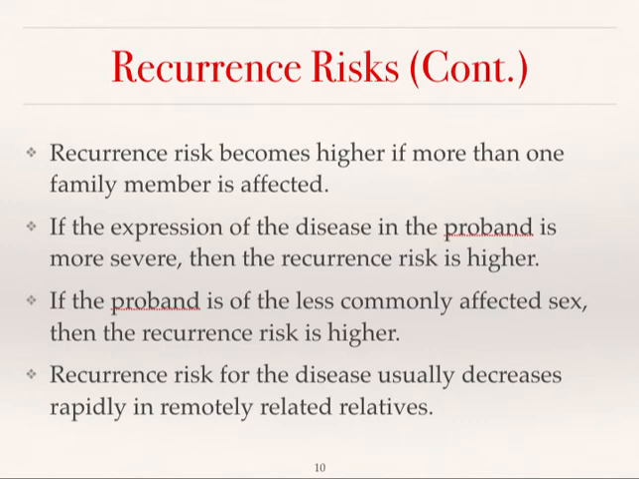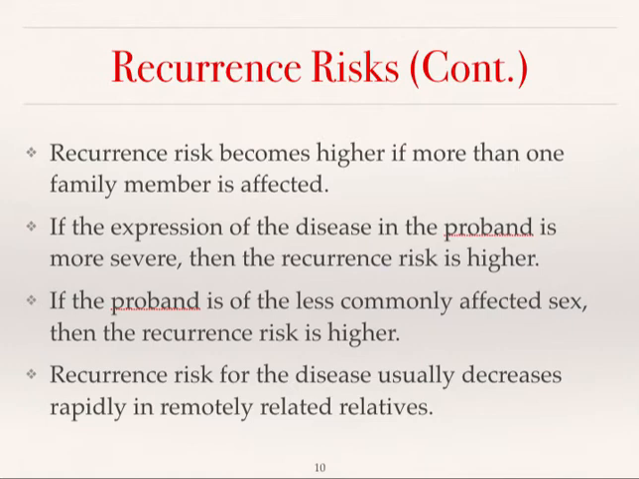But when we look at multifactorial diseases, we do look at recurrence risk. A good basic example is heart disease: the risk becomes higher if more than one family member is affected. So if you have a patient with a very strong family history of heart disease, like a first-degree relative, a parent, a brother, or sister, the risk is higher for your patient because of the number of family members affected. So these are just things to keep in mind.